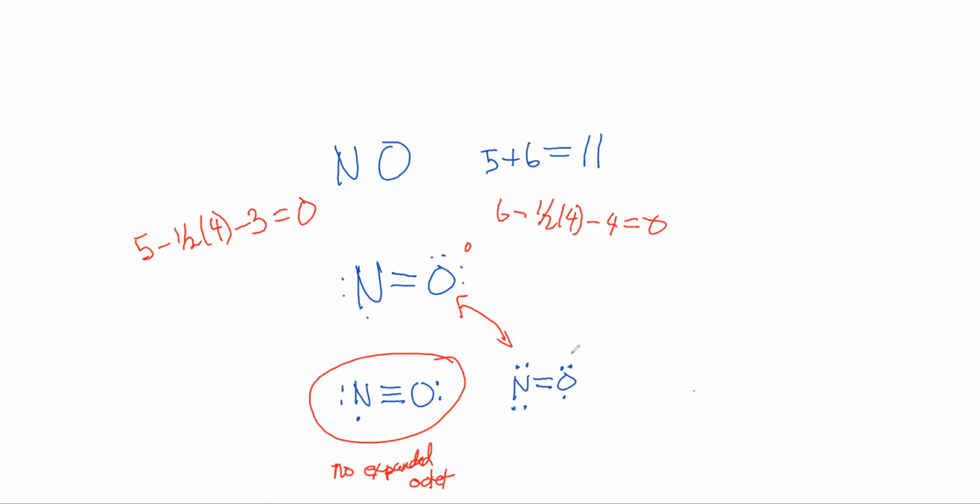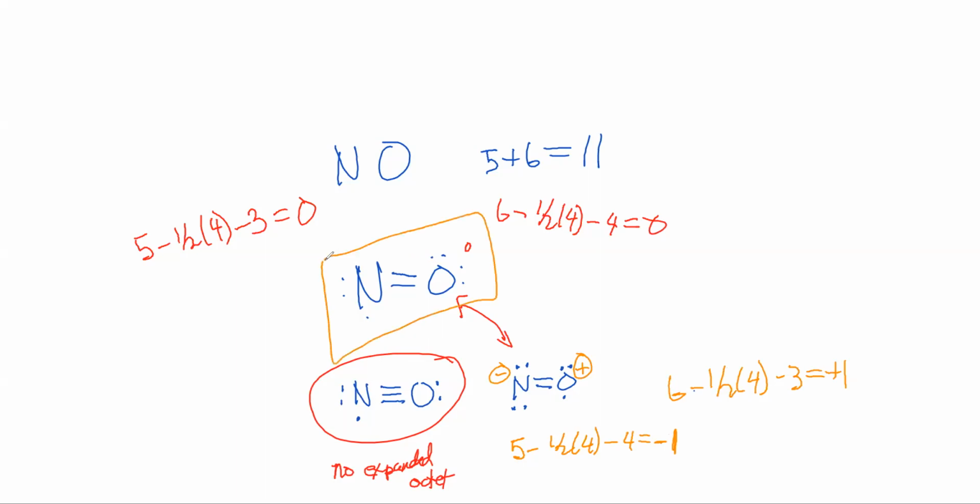The last part is then to compare it with this one down here. Our nitrogen down at the bottom right one has 5 valence electrons minus 1/2 of 4 bonding electrons minus 4 unbonding, so it gets a charge of -1. And our oxygen is 6 minus 1/2 of 4 minus 3, and it gets a +1. So between those two options, we know that this must be our major resonance form because it's got our lowest amount of formal charges. And so that is what we're going to go with.